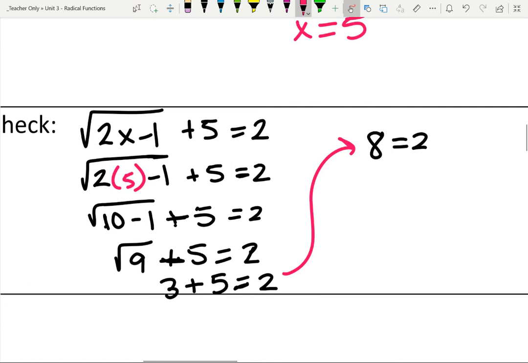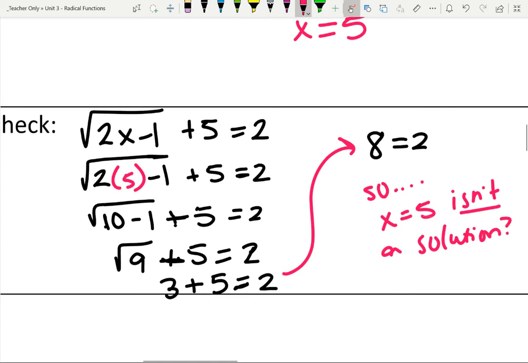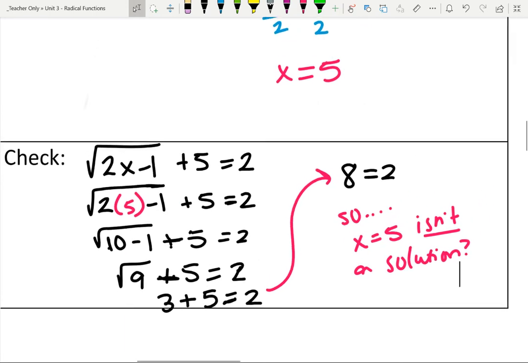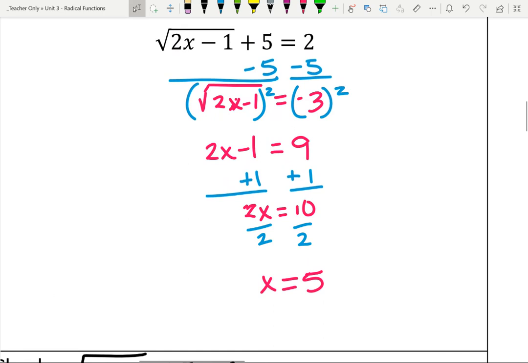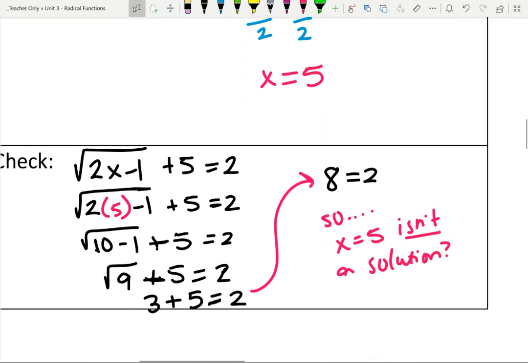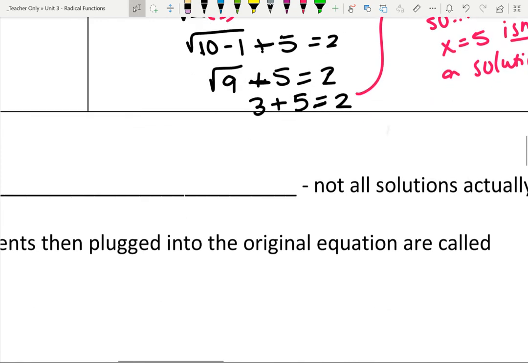So what does that mean? Does that mean that x equals 5 isn't a solution? How can that be? We did the work, we solved, we isolated the variable, all of our inverse operations looked pretty appropriate there, and still somehow we got a number that wasn't a solution. This is something that's different about radical equations than other equations we've seen before. It is possible to get solutions that are not actual solutions to the equation.